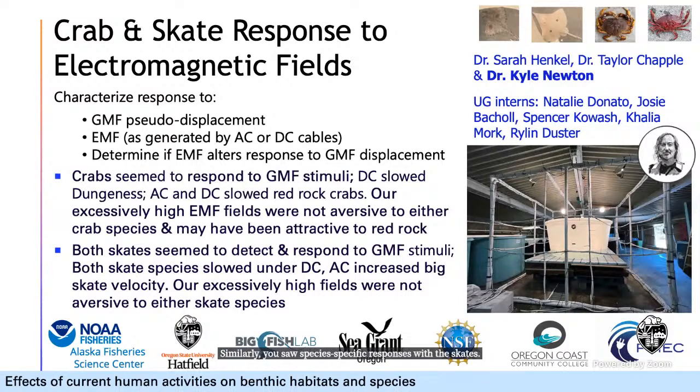Similarly, we saw the species, the longnose and the big skate, detected and responded to the GMF stimuli, the Helmholtz coils. Both of them slowed down when we had the cable running DC, and the big skates moved around faster and more when we turned it on. So again, this is a sampling or habitat scenario or stress. We're not sure, but again, either skate avoided the area of the tank.